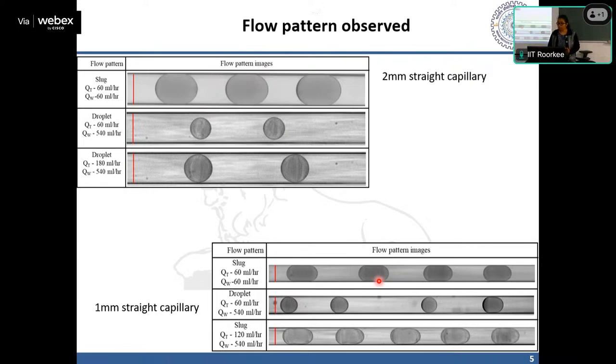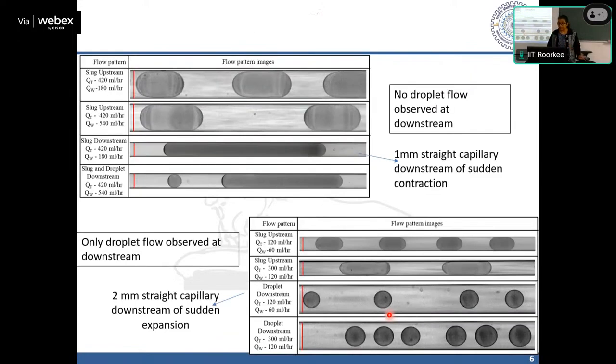For the toluene-water, 2 mm straight capillary, we have observed slug and we have observed droplet. For the 1 mm straight capillary, again we have seen slug and droplet, but their characteristic features are somewhat different. Then when we go to the sudden contraction, this is 2 mm upstream followed by 1 mm downstream.